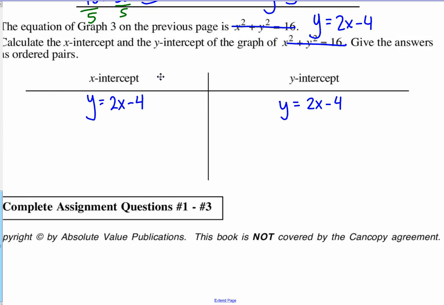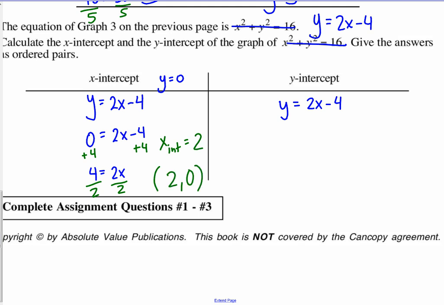So the x-intercept, that's when y is equal to 0. 0 equals 2x minus 4. Add 4 to both sides. 4 equals 2x, and then divide by 2. X-intercept equals 2, or as a point, 2 comma 0.